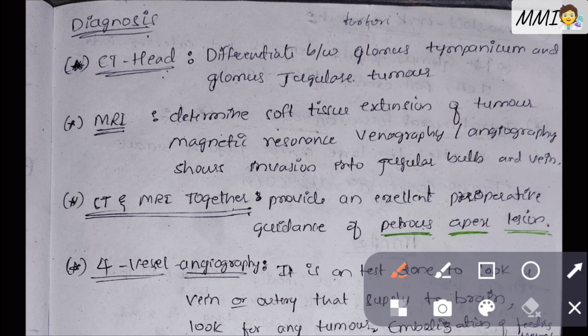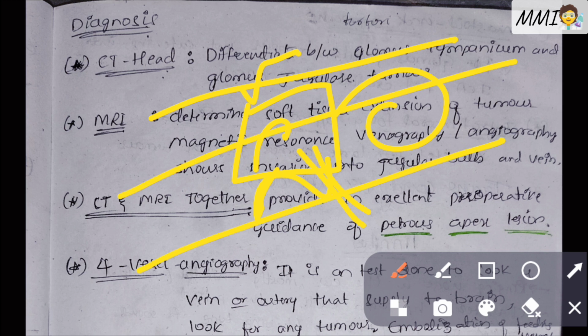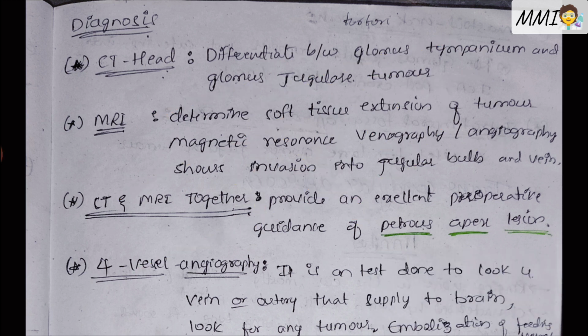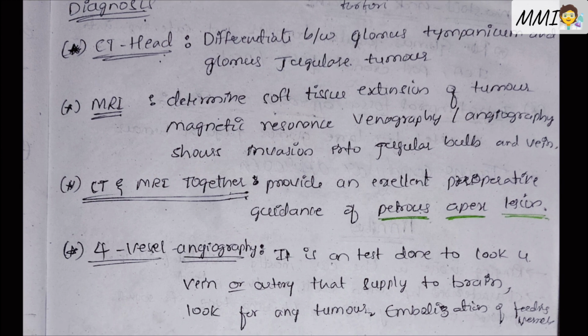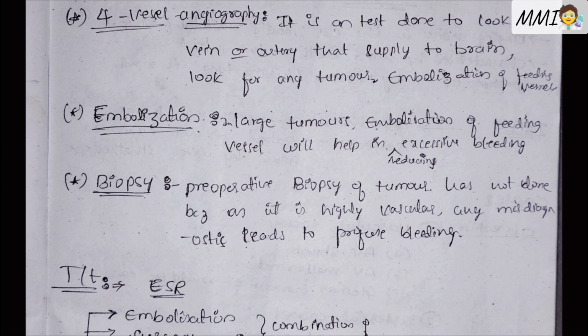As already said, the tumor spreads from the middle ear to the eustachian tube, to the promontory, to the jugular bulb, to the middle cranial fossa, to the labyrinth, etc. When you do CT and MRI, it helps to know where the tumor is and what extent it has spread to. So it also helps in doing surgery. Four vessel angiography. Next is embolization and biopsy.